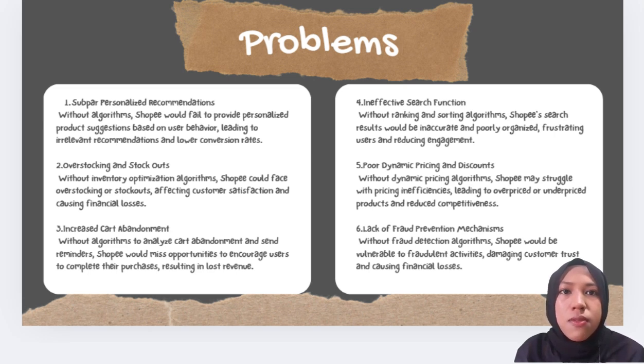And then, ineffective search function. Without ranking and sorting algorithms, Shopee's search results would be inaccurate and poorly organized, frustrating users and reducing engagement. 5 is poor dynamic pricing and discounts. Without dynamic pricing algorithms, Shopee may struggle with pricing inefficiencies related to overpriced or underpriced products and reduced competitiveness.